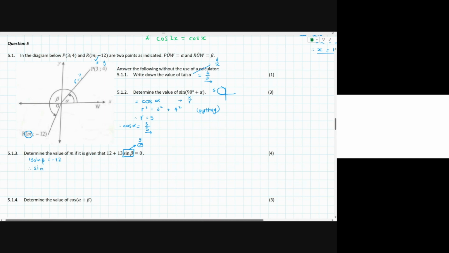Dividing both sides by 13, I get negative 12 over 13. Lovely. This is y over r. We can already clearly see that negative 12 is y, because that was given to us as our y coordinate. And we can now use this information to perform Pythagoras. So m squared would be equal to your r squared, which is 13, minus your y squared, which is negative 12 squared.